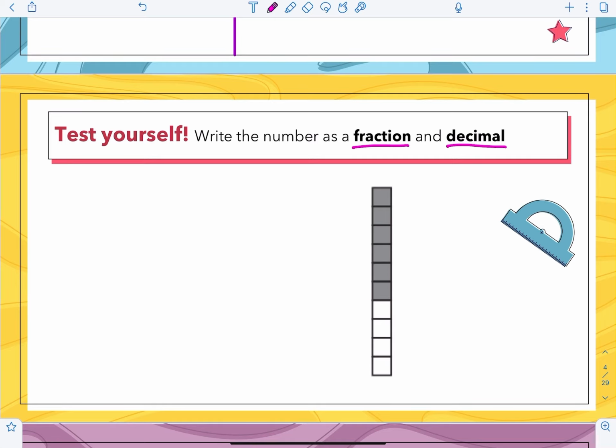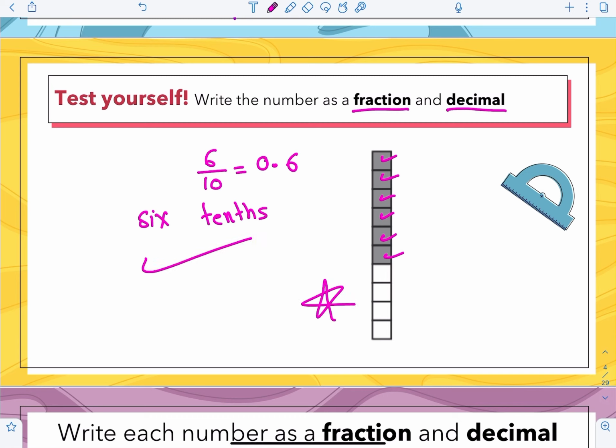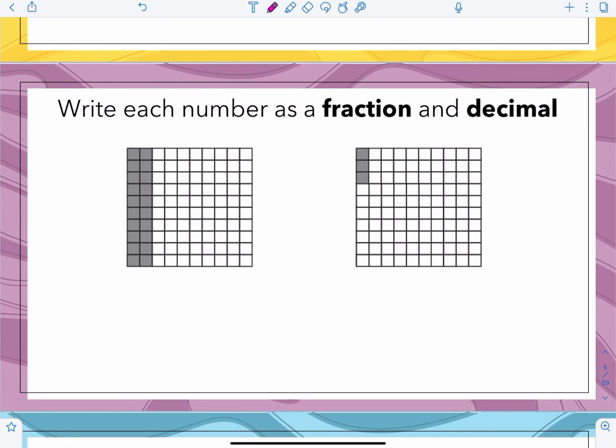Are you ready? Did you answer it? Let's do it. Here I have 1, 2, 3, 4, 5, and 6. So I have 6 shaded parts out of 10. So as a decimal, this is going to be 0.6. And in words, I will say this is 6 tenths. Okay? Did you get it right? Good job. Let's continue.